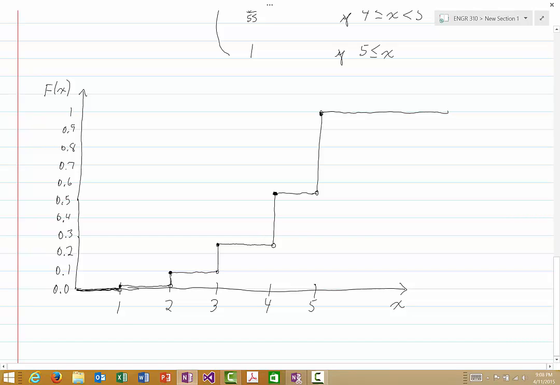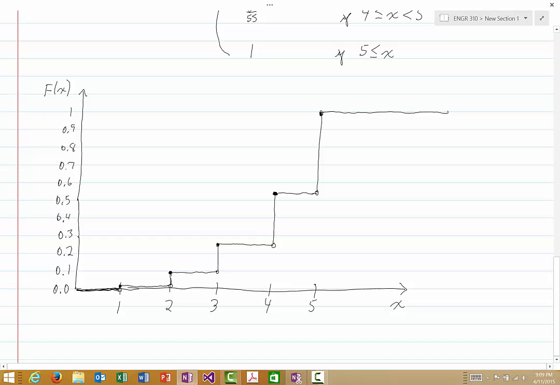So as you go from left to right on a graph of capital F of x, you'll either go up or you'll stay constant, but you will never go down. That's one characteristic of the cumulative distribution function that you need to know. And that's true whether you're talking about a discrete random variable or continuous random variable. It is non-decreasing as you move from left to right.